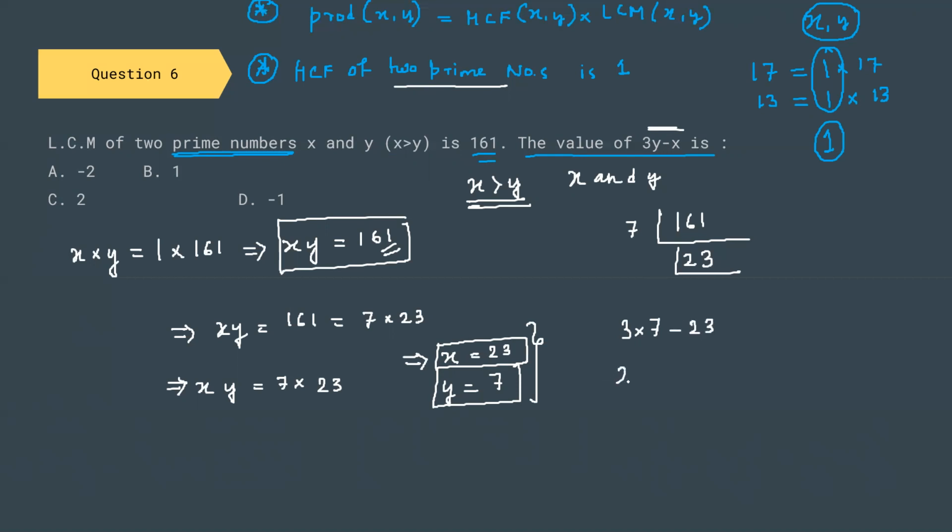So 7 into 3 is 21, minus 23. So the final result is minus 2. That is option number A. So I hope this question was understandable to you.